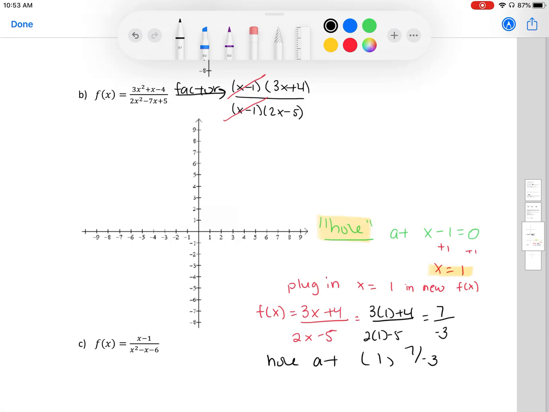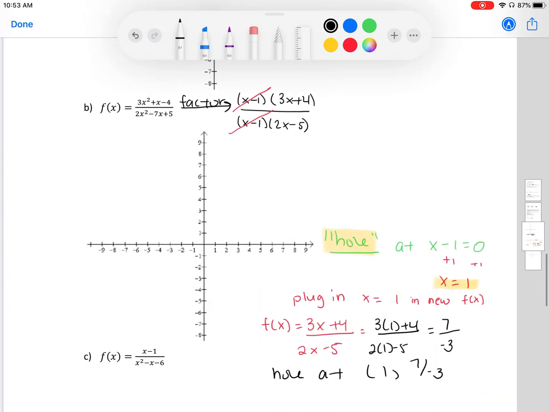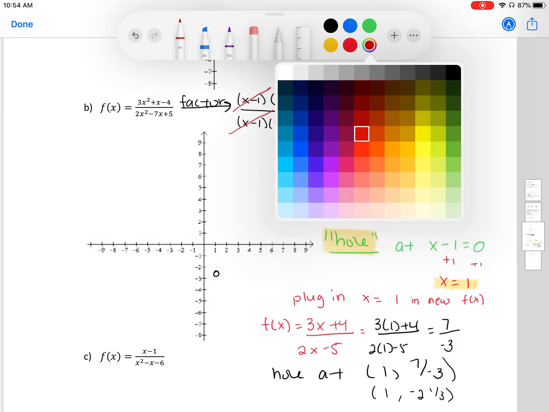Okay, let's go ahead and graph it. It's positive 1 and negative 7 over 3. That is about negative 2 and 1/3. So 1 and negative 2 and 1/3. It's about here. So it's just an open circle. That is your hole.